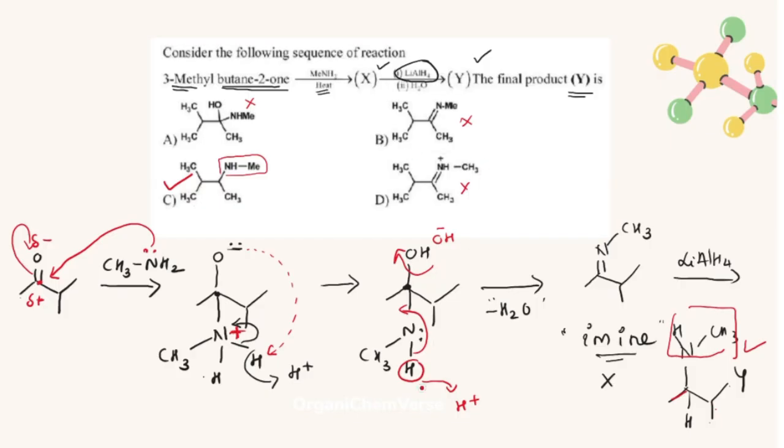Students, this sequence of reaction is called reductive amination. What is reductive amination? You are introducing an amine group and you're doing a reduction, right? So this is popularly known as reductive amination. These are quite common in organic chemistry, and it's also very important for your exam.